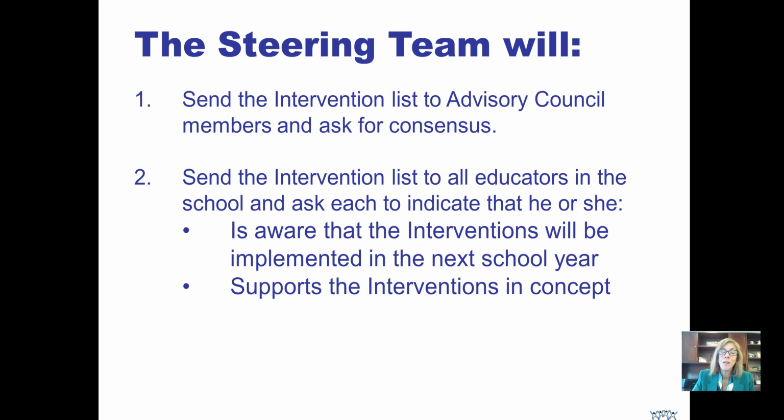Once you've reached consensus, the last step is that the steering team will send an intervention list to all the educators in their school, and they'll ask each of those people to indicate, one, that they're aware of the interventions, and two, that they support the interventions in concept. So that's the final step. That is actually an SI2 step. We just want to make sure, and your steering team wants to make sure, that all of your educators are on board. If they're not, we want to find that out now rather than when we're in the middle of implementation. So this just kind of asks everybody to give it a thumbs up or a thumbs down in terms of, can we live with these interventions?